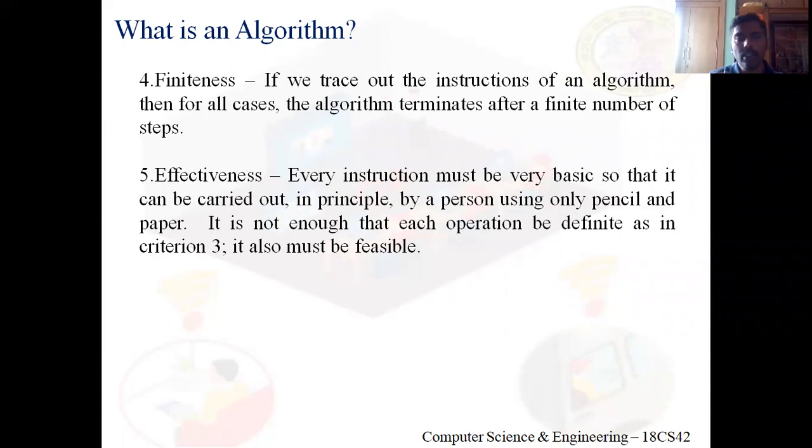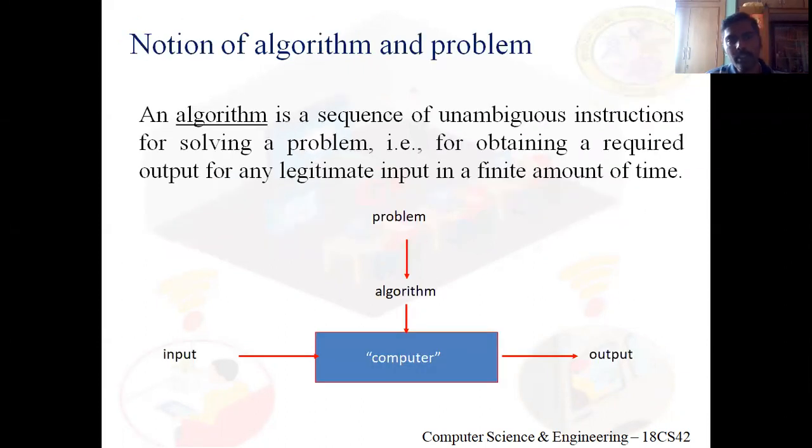Finiteness: I said the algorithm should terminate after some time, producing an output. Effectiveness: each and every instruction should be very basic, such that it can even be carried out with pencil and paper.